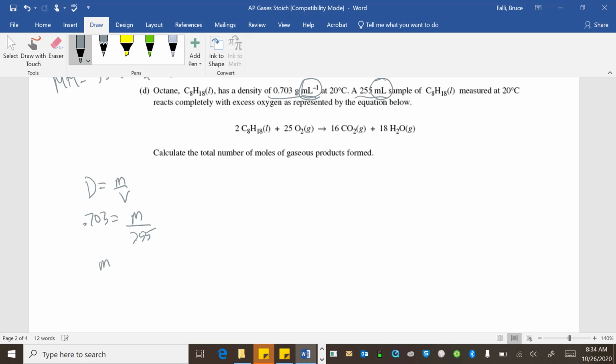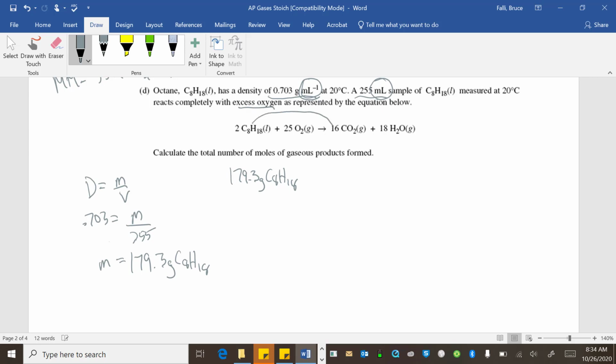So a little math here: 0.703 times 255 is 179.3 grams of C8H18. It reacts with excess oxygen, so that means I don't have to do that limiting reactant stuff we were talking about before. So, 179.3 grams of C8H18, and it wants to know how many moles of gas are produced.